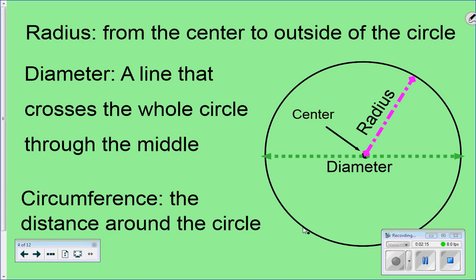So we have a circle, we have a radius, a diameter. Make sure you know these two because you're going to have to know them for today. We have a radius that's halfway across. Diameter is the full way across. Center, I have a point to it.